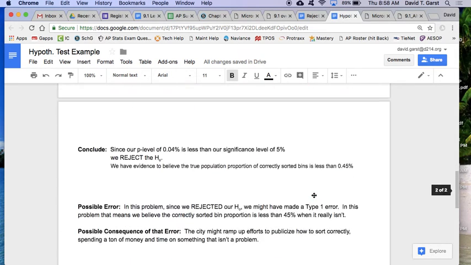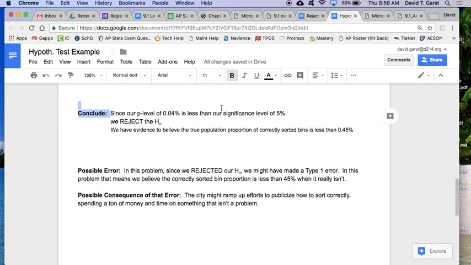So what does that mean to reject the null hypothesis? This is what our conclusion will look like. Since our p-value of 0.04 is less than our significance level, so we're saying it's less than 5%, we reject the null hypothesis. So what does that mean? Here is where we talk about the alternative. So I'm going to even just type this in. You wouldn't actually write this HA, but we would say, we have evidence to believe that the true population proportion of correctly sorted bins is less than 45%. We have evidence that the alternative hypothesis is to be accepted. In this case, the alternative was that it was less than 45%.